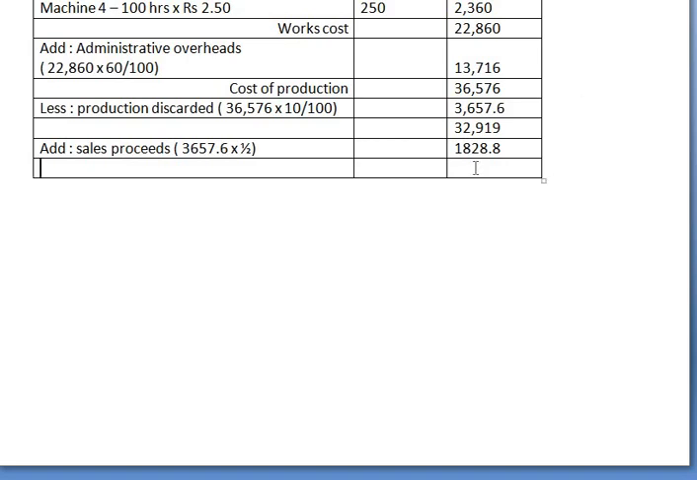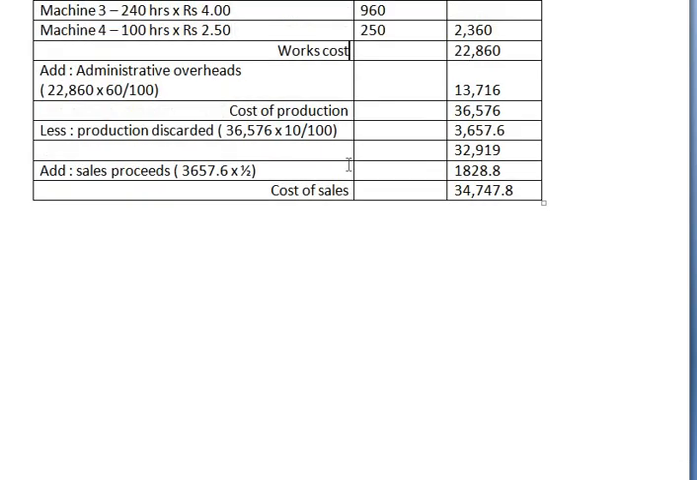Now add this, 32,919 plus 1,828.8, 34,747.8. Okay, yes. Now in this problem they have not given anything related to selling and distribution overheads. So what we will do, this itself is called as cost of sales. Okay, now again go through the problem.